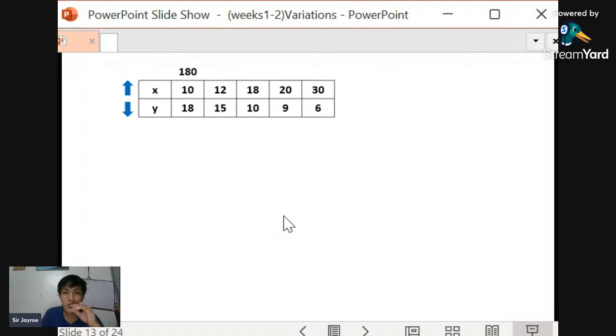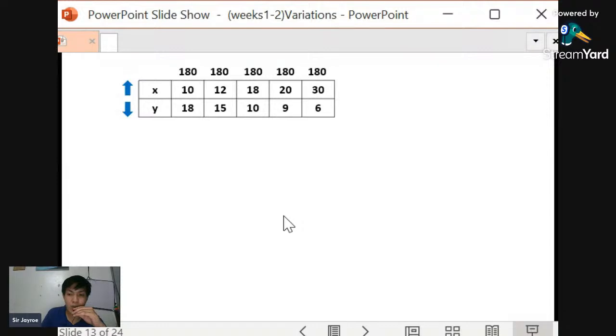Check natin, dapat lahat 180 yan ha. 15 times 12 is 180. You can check that in your calcu. 18 times 10 is 180. 20 times 9 is 180. And 30 times 6 is 180.